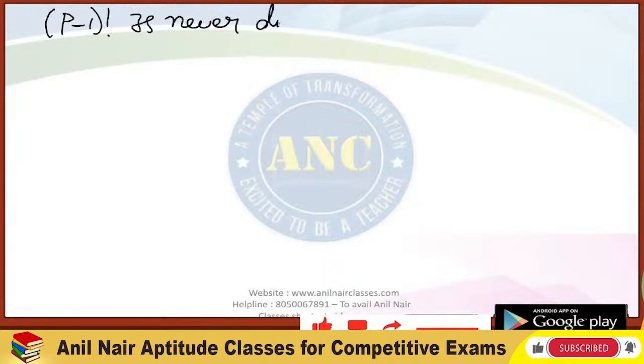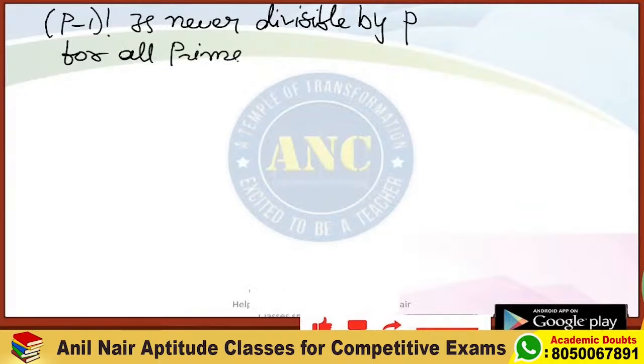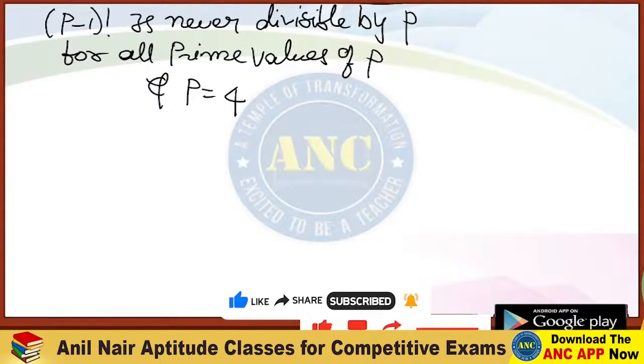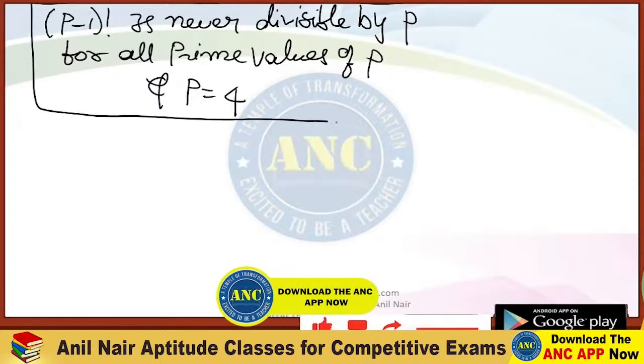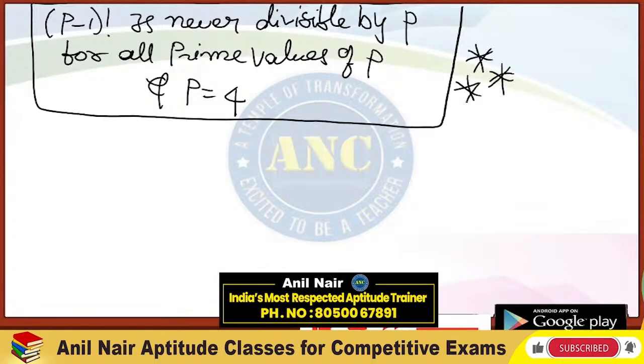(P minus 1) factorial is never divisible by P for all prime values of P and for P equal to 4. Please make a note of these two important conditions. (P minus 1) factorial is never divisible by P.